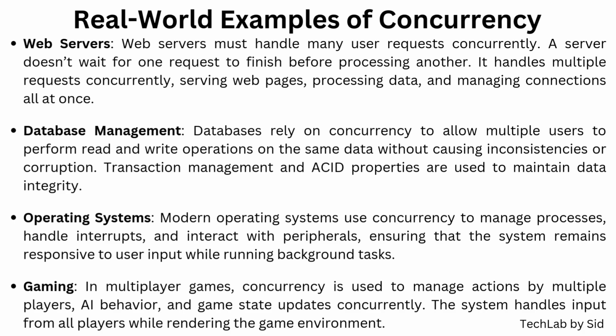This ensures that all players see a synchronized experience, with minimal lag and smooth transitions between different in-game actions. In each of these examples, concurrency helps improve efficiency, responsiveness, and scalability, allowing systems to handle multiple tasks simultaneously without delays or conflicts. Whether it's a web server, a database, an operating system, or a game, concurrency enables these systems to run smoothly under heavy loads, providing better user experiences across the board.